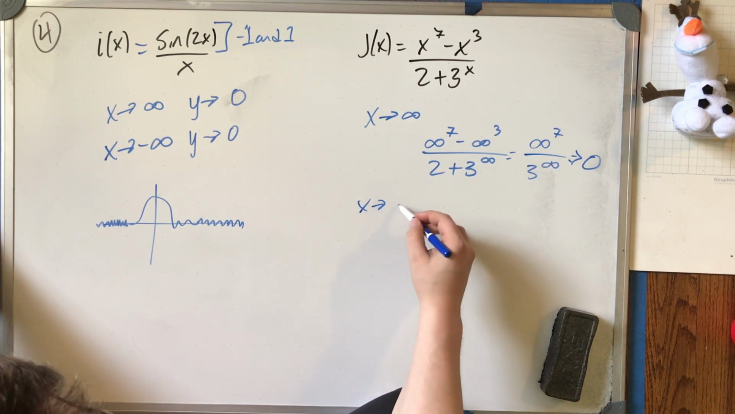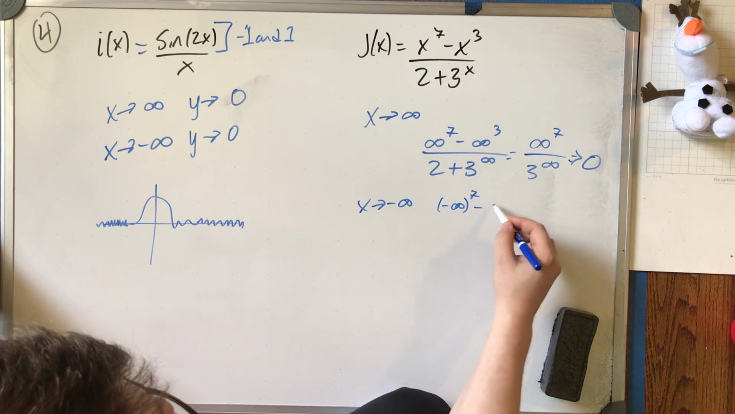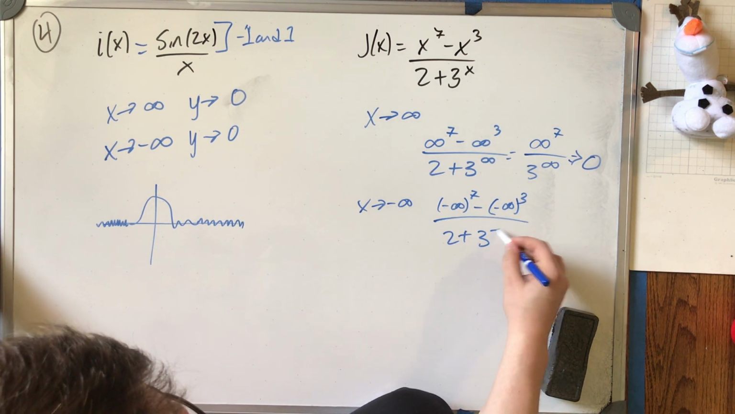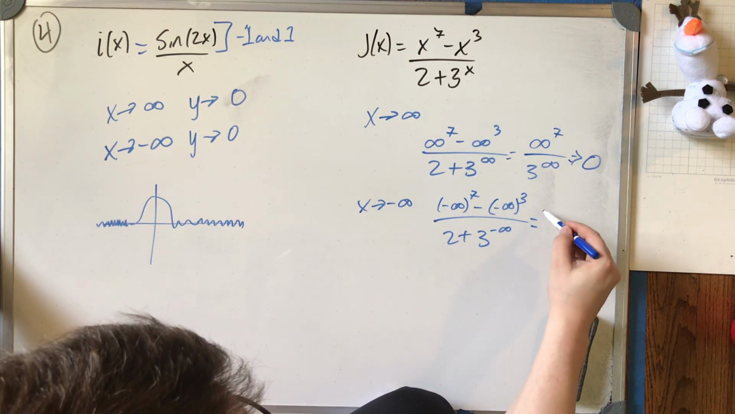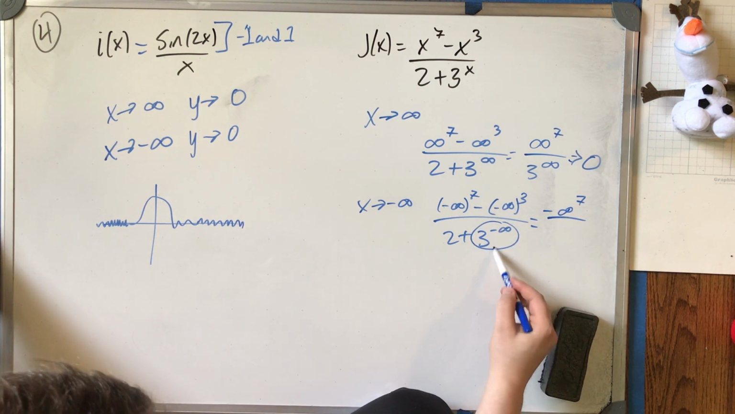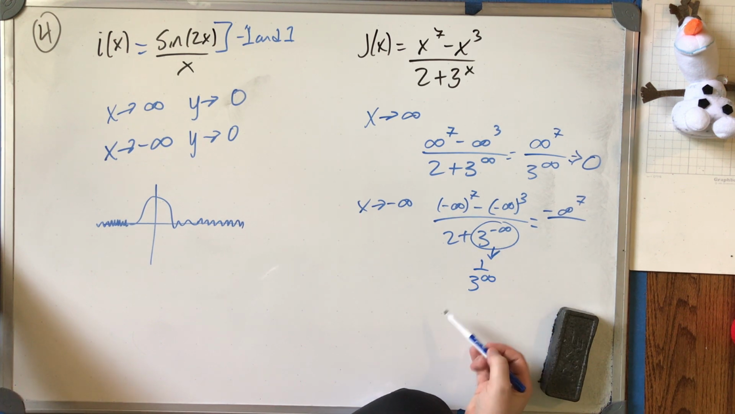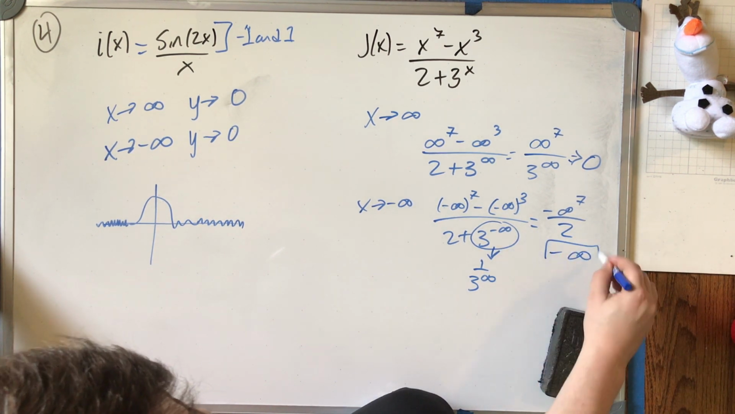If we do towards negative infinity, we have to be careful here. We're going to get negative infinity to the 7th minus negative infinity to the 3rd over 2 plus 3 to the negative infinite power. So here, the top, we're going to just have negative infinity to the 7th. On bottom, this is approaching 0 because it's 1 over 3 to the infinite power. That's what the negative exponent does. So the bottom is actually just 2, which means this is approaching negative infinity.